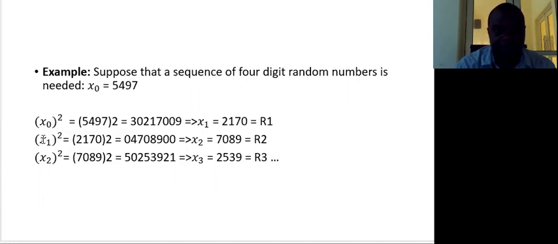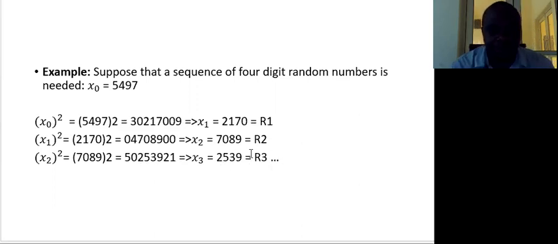Then x1 squared will be equal to this 2170 squared, which is equal to 04708900. In the same vein, we select the four middle digits here to give us x2 and R2, which is 7089. So when we obtain this, we continue to take the square of this value. Then this gives us 50253921. This forms the x3, and R3 is the extraction of the middle four digits here, which are 2539.